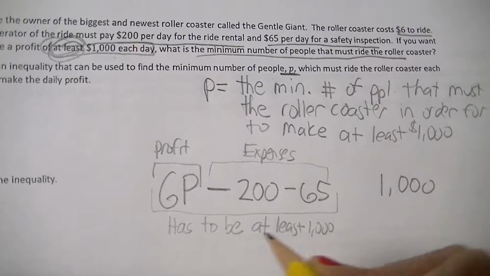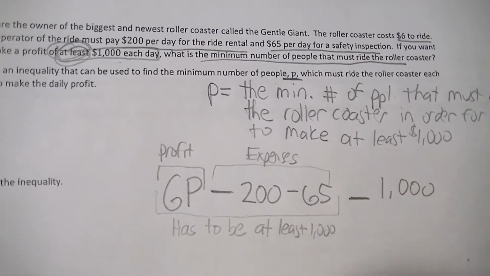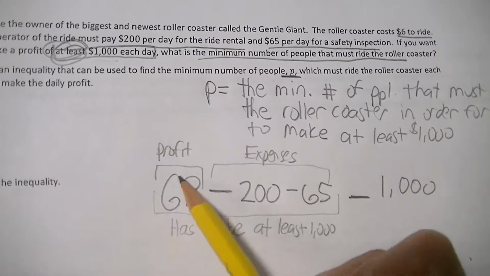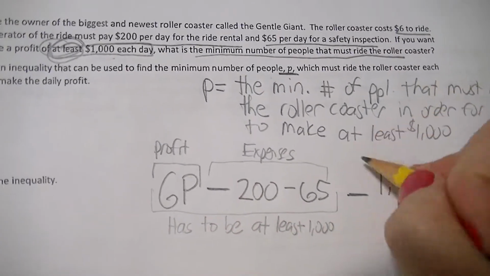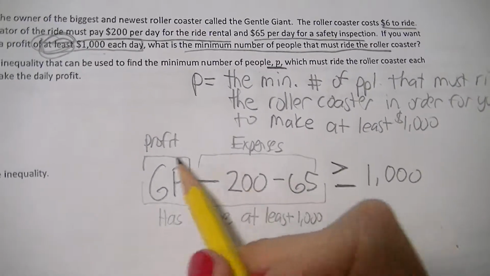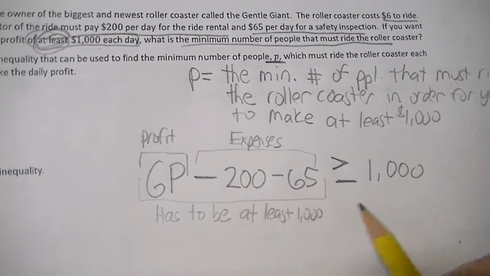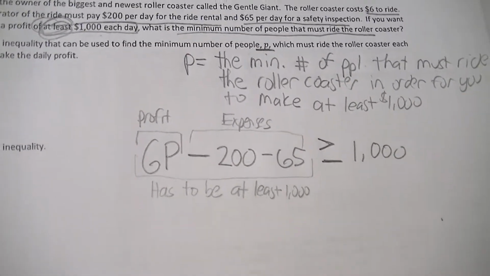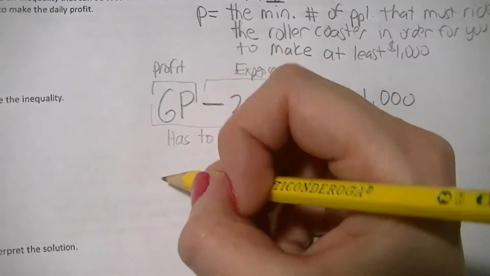Could it equal exactly $1,000 and you'd be happy? Yeah, you'd break even. But wouldn't it be wonderful to make more than $1,000 after subtracting expenses? Heck yeah. So this has to be at least $1,000, so it's got to be greater than or equal to $1,000. You'd still be happy if you broke even because you wouldn't be losing any money. Now we've got to solve that inequality, and I'm going to rewrite it down here to give myself more room.